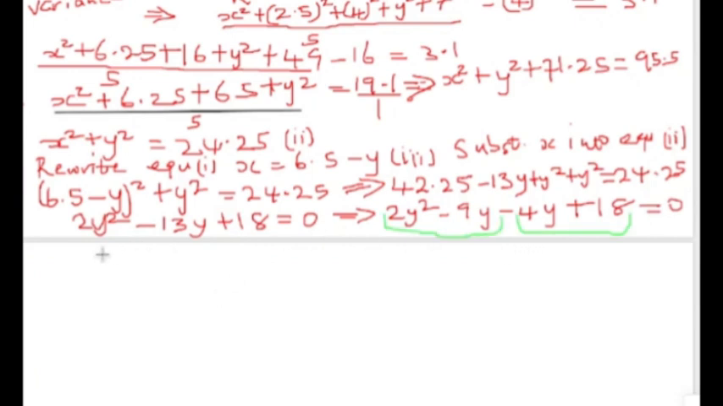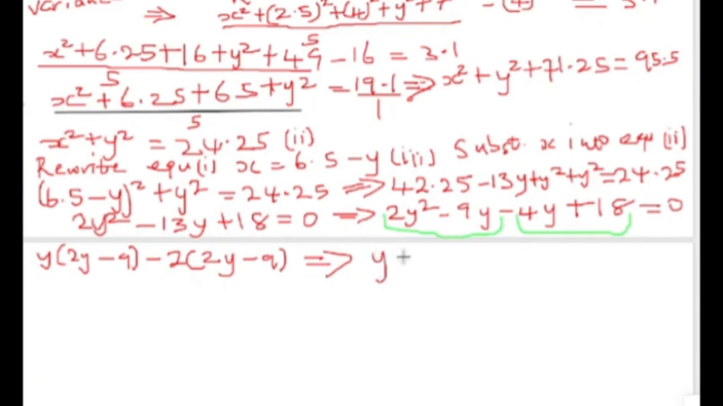Okay, so let's quickly factorize. The HCF here is y, so we factor out y. Y becomes y, 2y minus 9. Then here, the HCF of minus 4y and 18 is minus 2. So this also becomes 2y minus 9. So this is basically factorized.